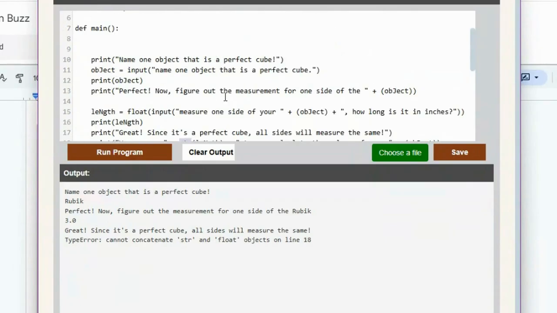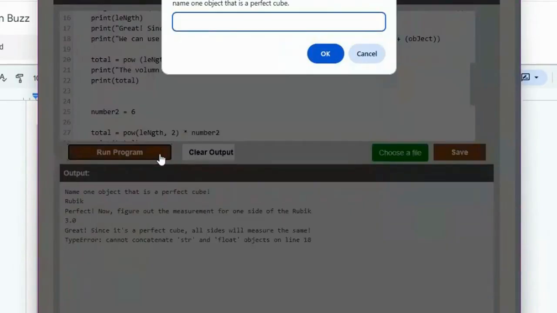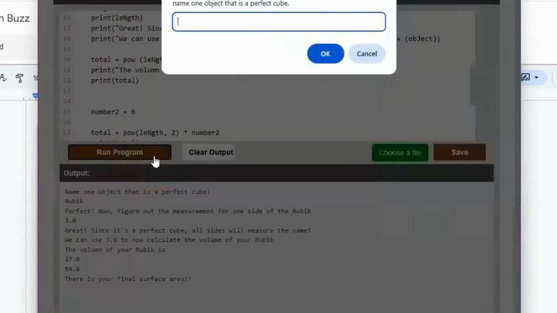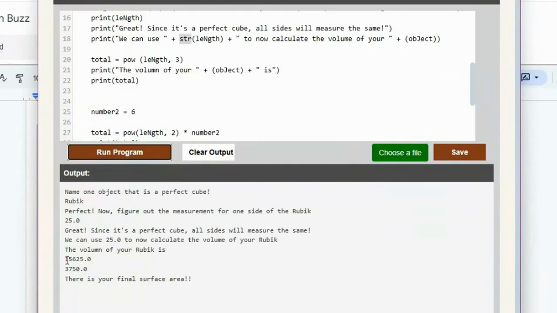Let's see. Is that the only one? 27 is the volume. 54 is the surface area. Okay, that sounds right. 3 times 3 times 3 is 27. 3 times 3 is 9, and we multiply that times 6. That is 54. So this is the correct volume and surface area. Let's do the great big Rubik cube that I did earlier. Make sure it comes out with a different calculation. 25 inches. It's a huge one. Look at that. The volume is 15,625 and 3750 for the surface area. Yeah, it should come up with different numbers.